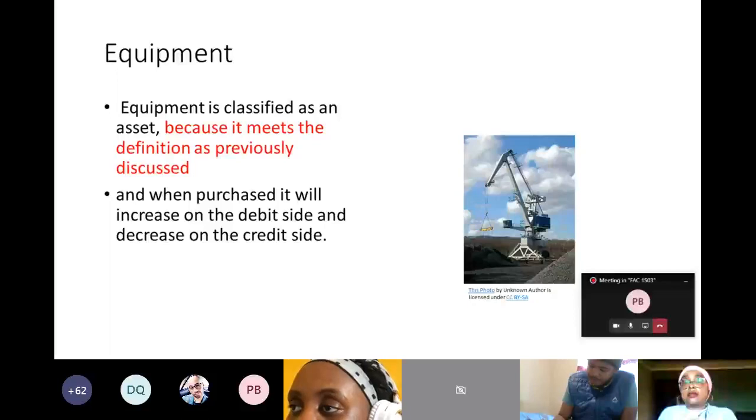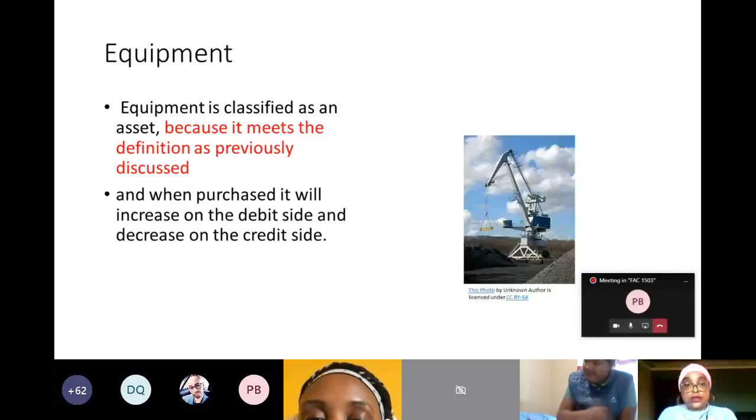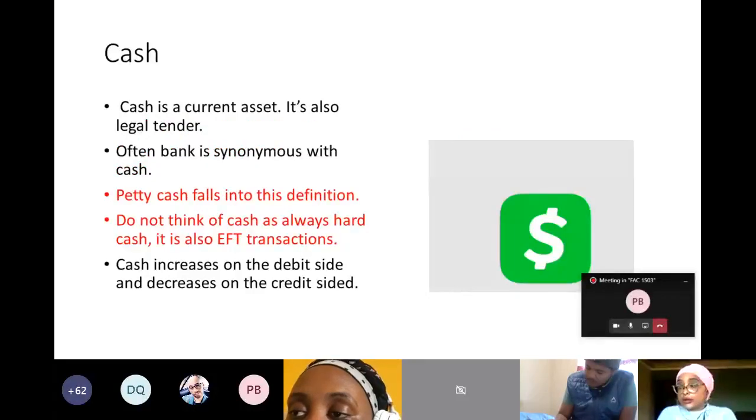So I'm just giving you examples now, because most students prefer visual pictures. So I put some visual pictures in as well. Cash. Okay, cash is a current asset, also a legal tender. Now, in your curriculum or in your study guide, cash is often synonymous with bank. Bank and cash is always the same.